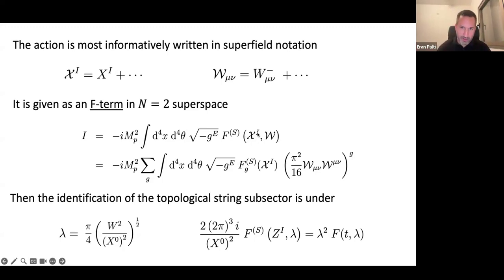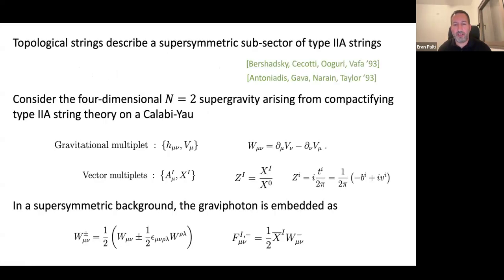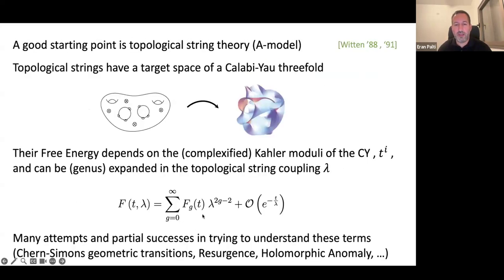So then what we can do is expand this prepotential in the graviphoton field strength superfields in powers of these guys. So we write this as a sum over g like this, and this is sometimes called the genus g prepotentials. And now with the action written in this way, we can compare this to the topological string free energy expansion. So like this thing here.